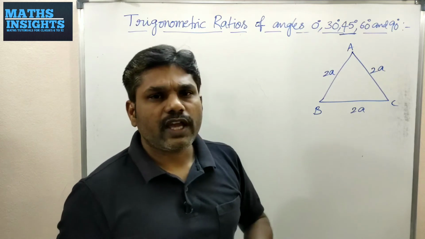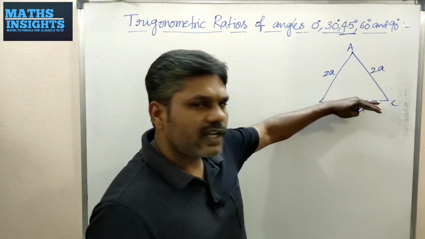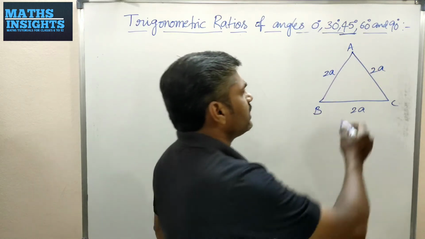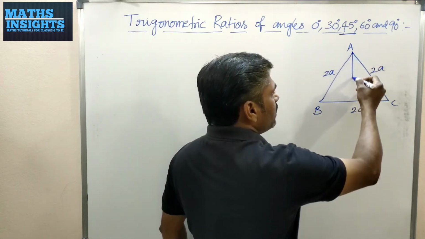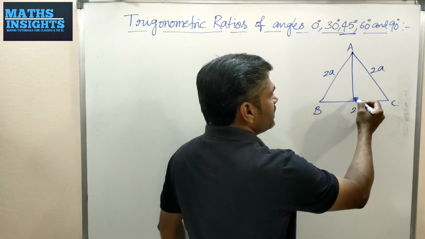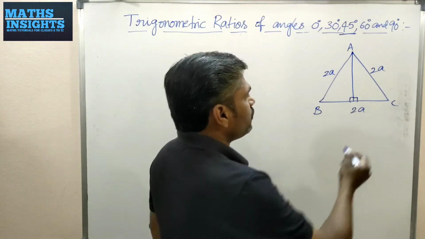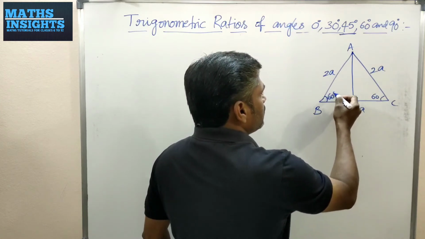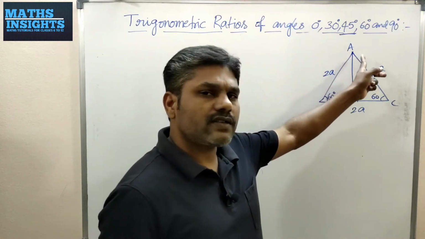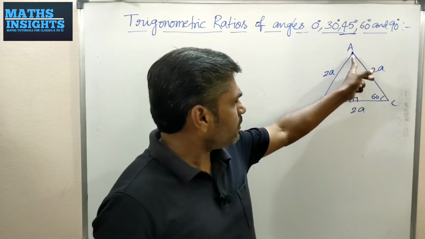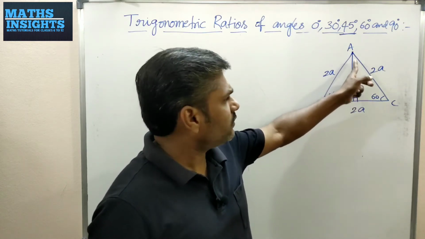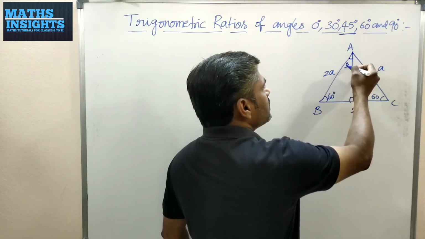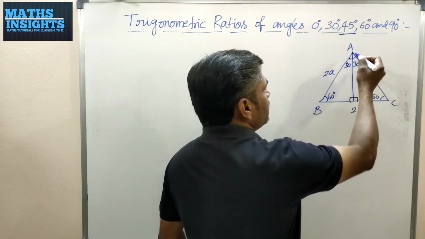Now I am drawing a perpendicular onto the side BC, which also bisects the angle A. Therefore, if you draw a perpendicular, this is 90, this is also 90. Therefore, this angle is 60. This is also 60. So actually, this A is also 60. Since I am taking a perpendicular which bisects angle A, this will become 30 and this is also 30.